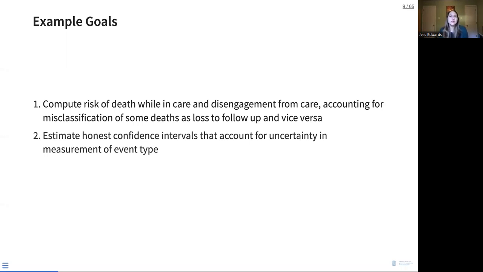And so in addition to accounting for that misclassification, we wanted to compute honest confidence intervals that account for uncertainty in our understanding of the measurement of event type.